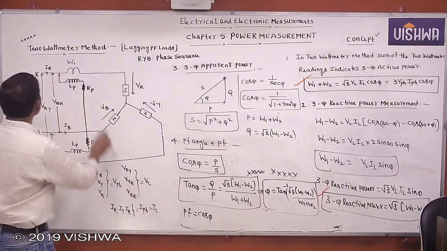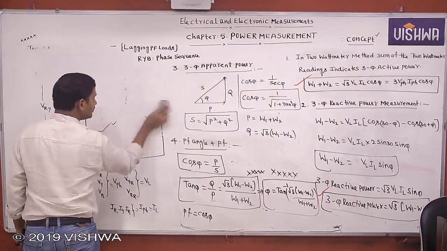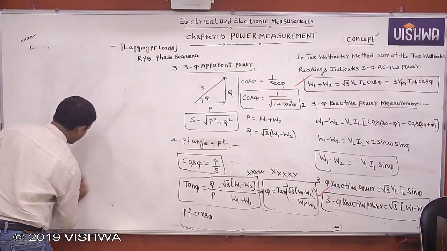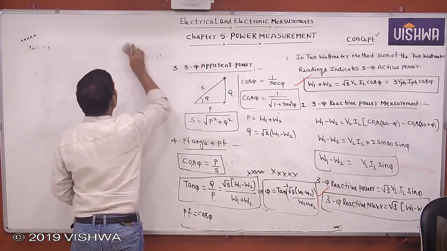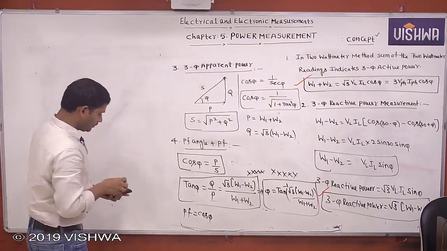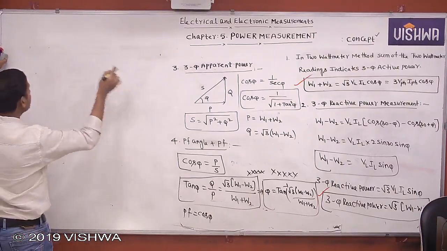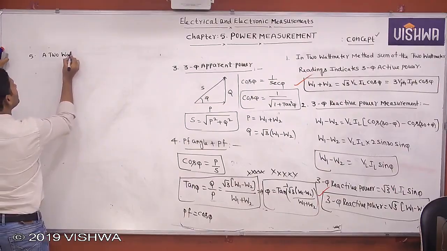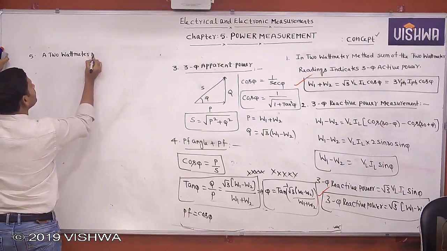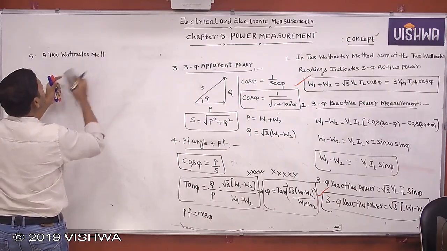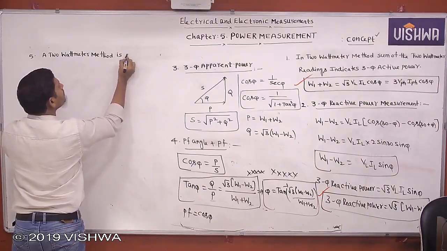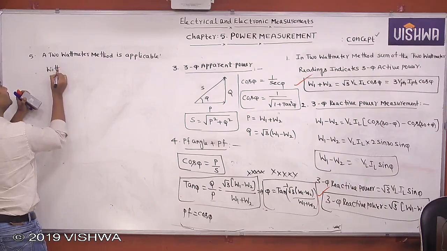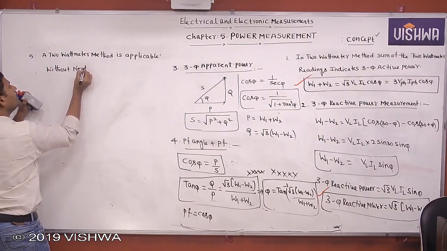One more final observation you remember here. Fifth one: a 2 wattmeter method of power measurement is applicable without neutral only. I told already, with neutral, this is not applicable.